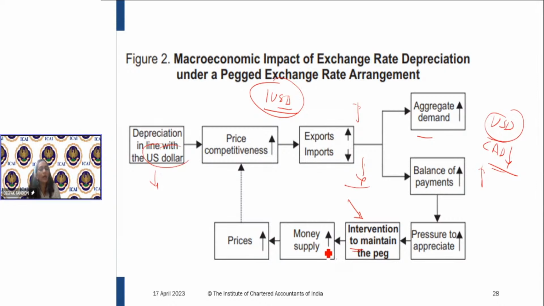And then what does the bank have to do? The bank has to print more currency to buy more dollars. Printing more currency to buy more dollars means the money supply in the economy will increase and prices will increase, and this will make the economy more difficult to sustain. If this is not managed, it can lead to a financial crisis in the economy. So that is the challenge of a pegged exchange rate.